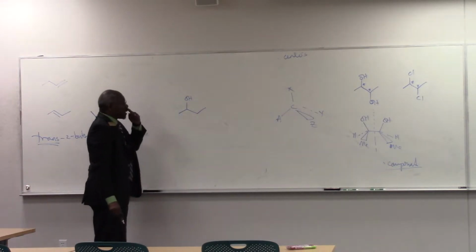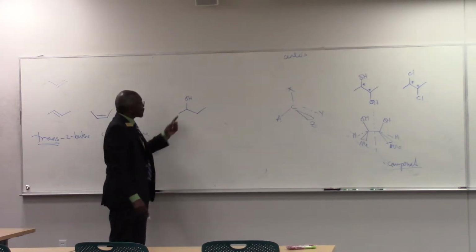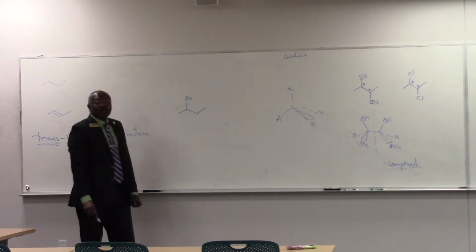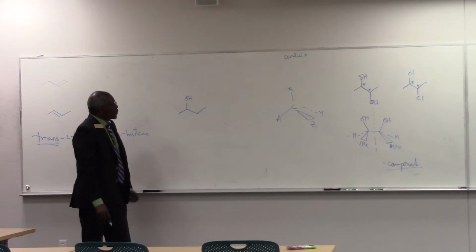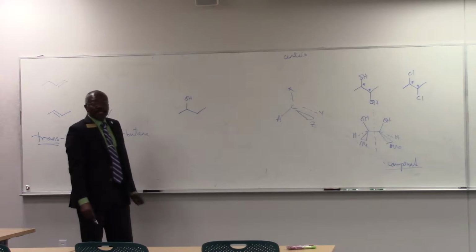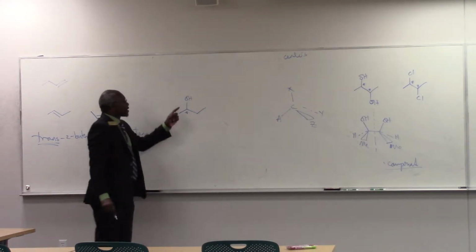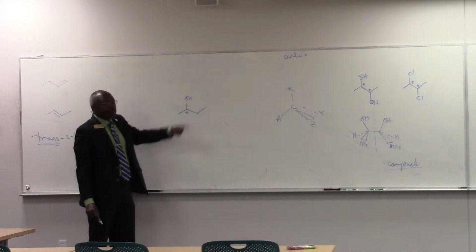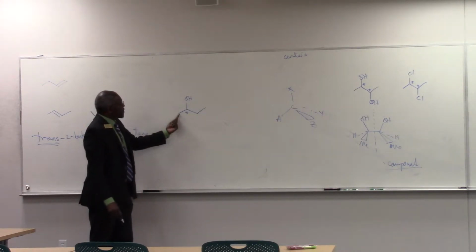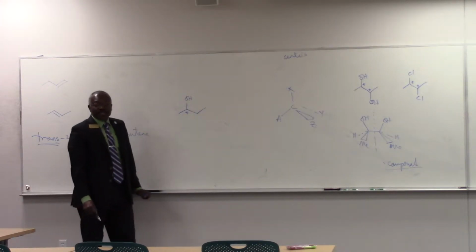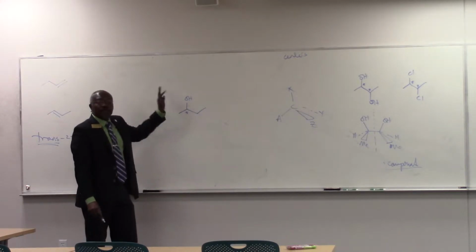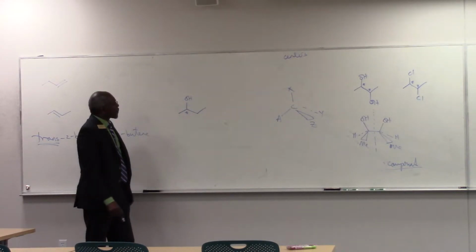So let's say I'm dealing with 2-butanol. 2-butanol has a stereocenter, which is here. It's got the H, which is understood. It's got the OH, a methyl, and the ethyl. So that's the stereocenter. Tetrahedral, 4 different groups around it.